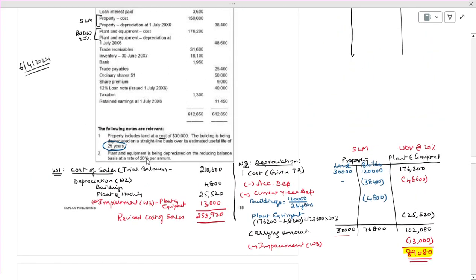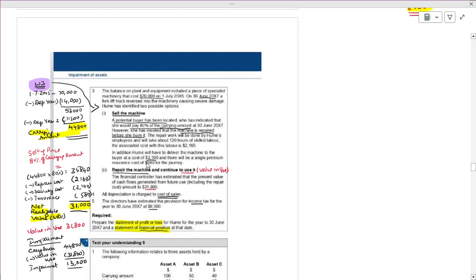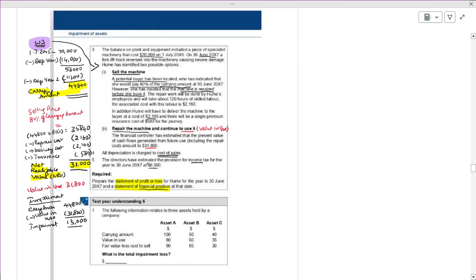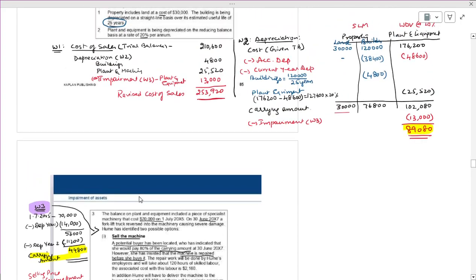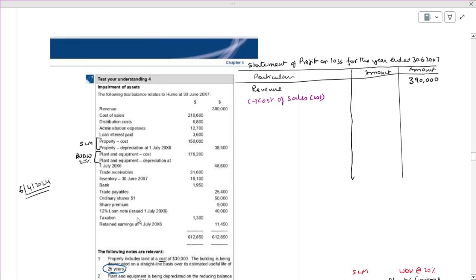Now they are asking us what is the requirement. The requirement is you have to prepare the statement of profit and loss account, and you have to prepare the statement of financial position. Now whenever we are doing this, we have to make sure. Revenue is how much? Revenue is 390. Put one small cross here.